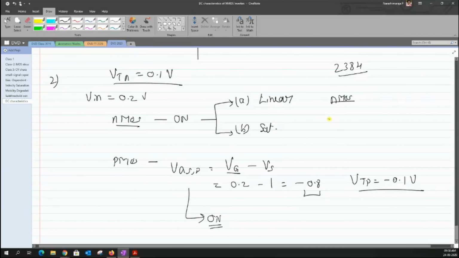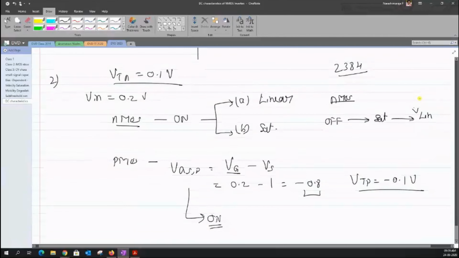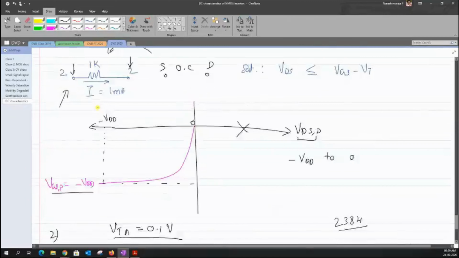What is the path? If the NMOS is off, it takes the path from off condition to saturation first, and only then does it move to the linear region. It cannot switch from off to linear region. It cannot happen at all. That was the discussion that we spent 1 hour on. Clear?